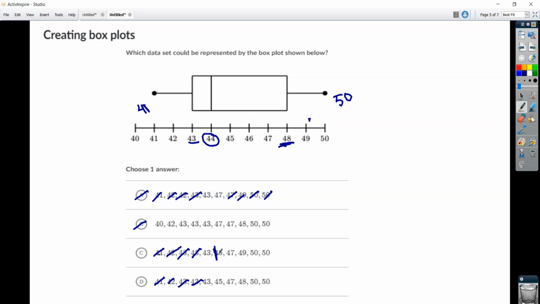So when we look at the middle set of this, the middle number is 49. When you look at this set, the middle number is 48. Therefore, the answer has to be D, because D is the only option that has all of the matching summary statistics. So the minimum is correct, the maximum is correct, the median is correct, the lower quartile is correct, and the upper quartile is correct. So D has to be the correct answer choice. So that's how you want to work through creating box plots, that particular assignment.